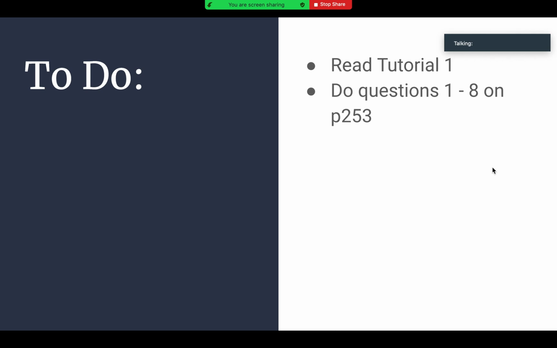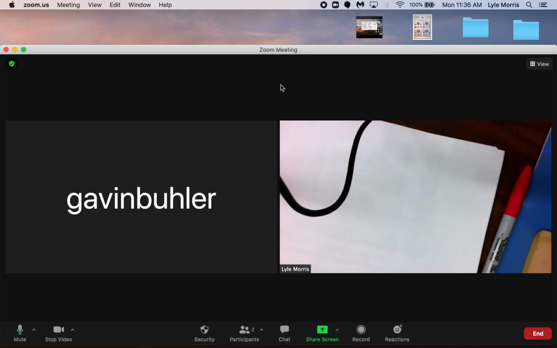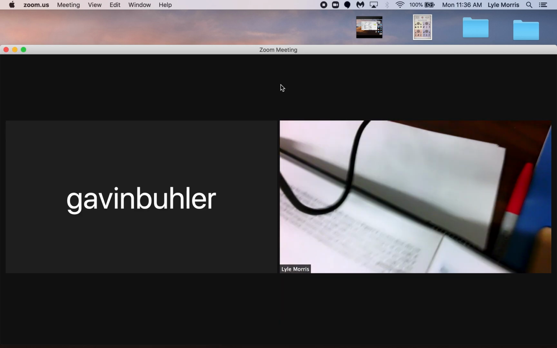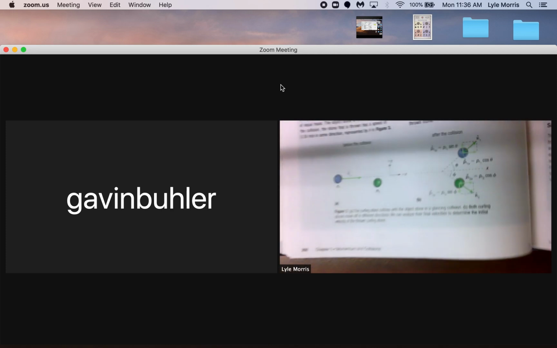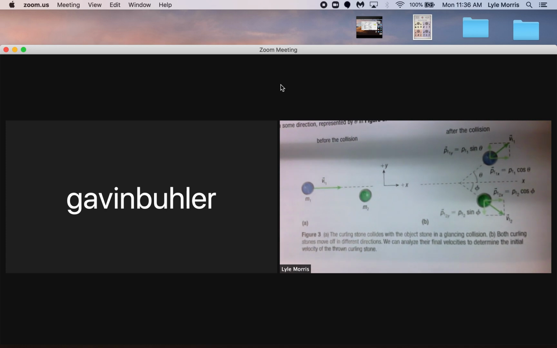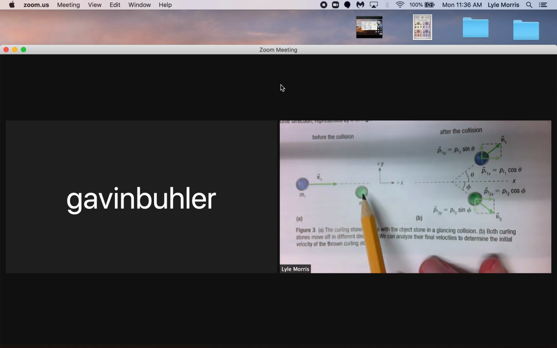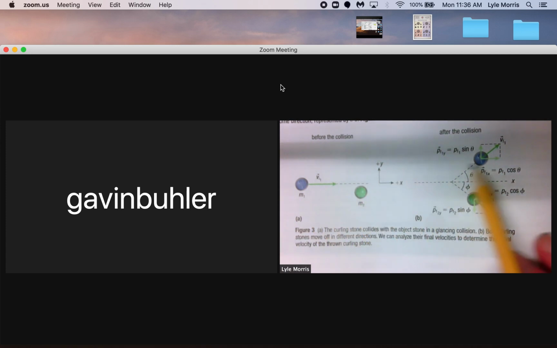Okay, so stop my sharing. So when I was saying how the vectors cancel off the original line, here's an example. We're not going to go through it. I think you'll be able to on your own. But generally speaking, what's going on here is this curling stone hits the green curling stone. The green one's going to go down and to the right. The blue one's going to go up and to the right.